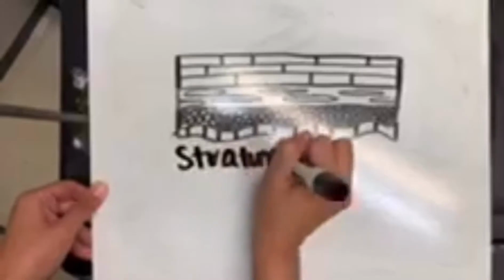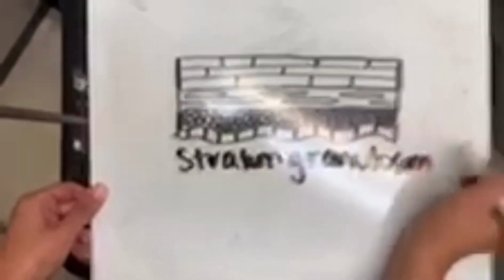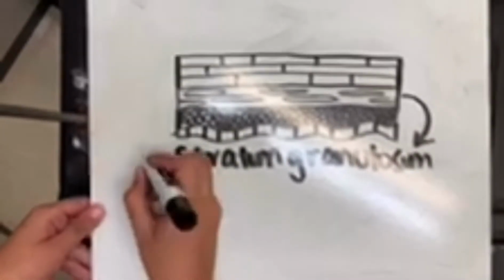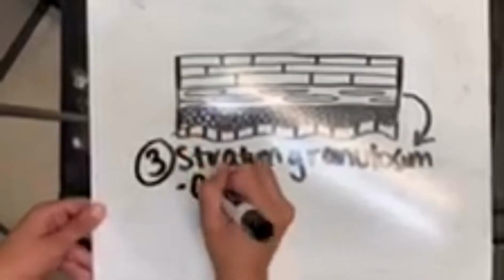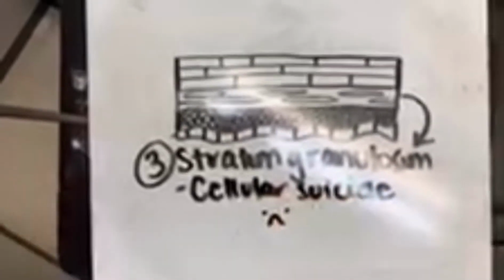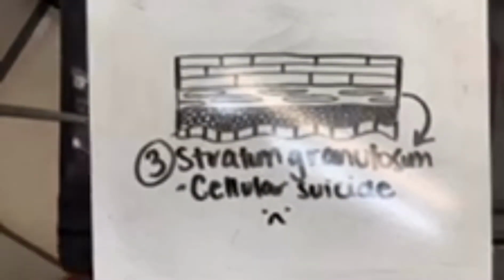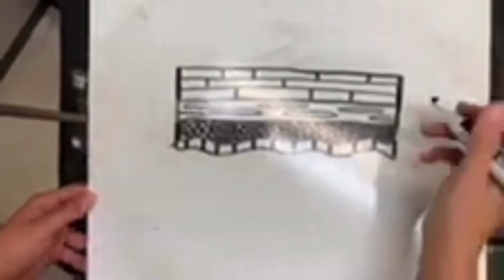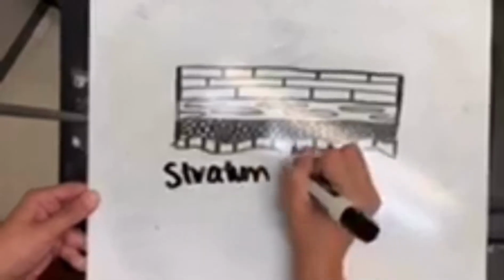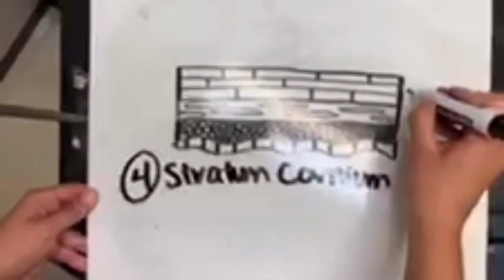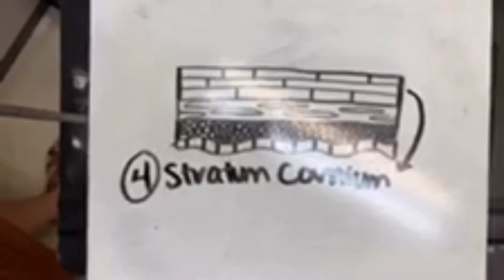The third layer is the stratum granulosum. They are exploded keratinocyte cells. This is known as the transition layer between the stratum spinosum and the stratum corneum. So the fourth layer, the stratum corneum. This layer has the cells that are flat and protect the other layers.